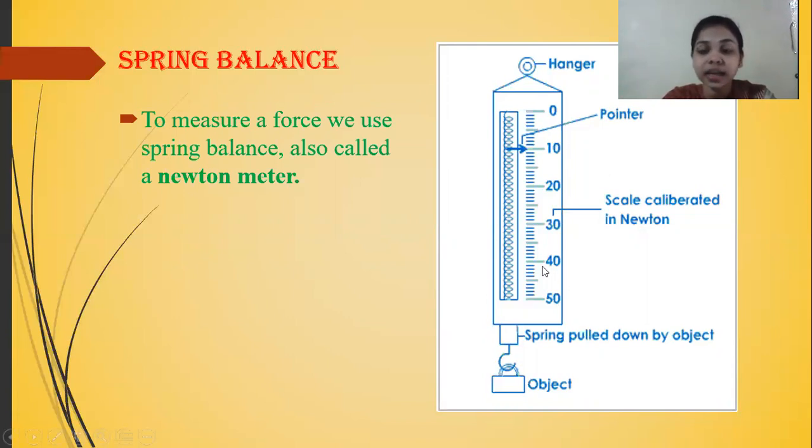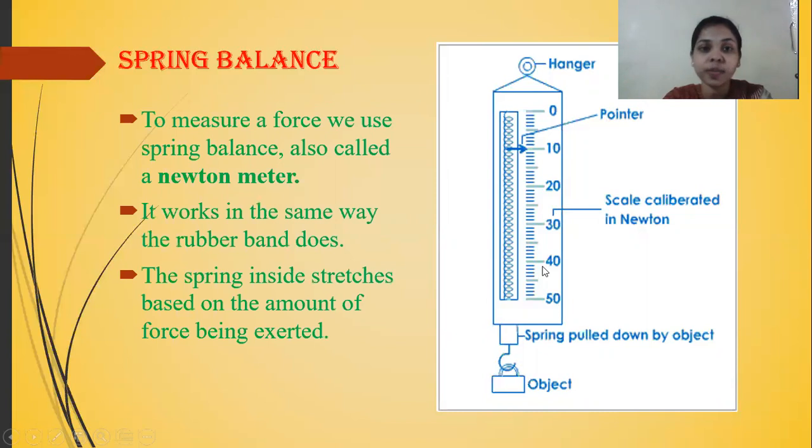Now what exactly happens in a spring balance? A spring balance does the same work as a rubber band does. In this spring balance there is a spring with a pointer on it. Near the spring there is a scale calibrated in newtons, so whatever reading you get, you measure it in newtons, not in centimeters or meters.